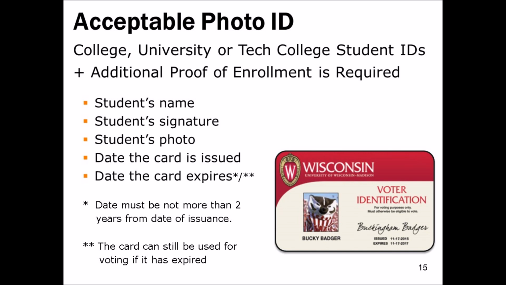To use the student ID for voting, the ID must show your name, photo, and signature. It must also show the date the card was issued and the date the card expired. The dates cannot be more than 2 years apart. A student ID can still be used if it is expired.